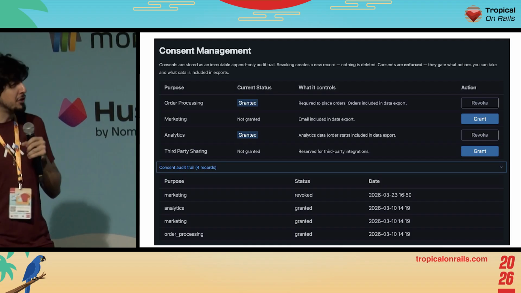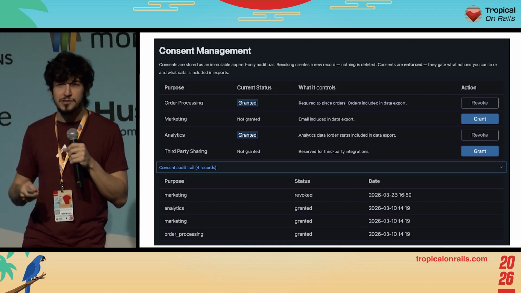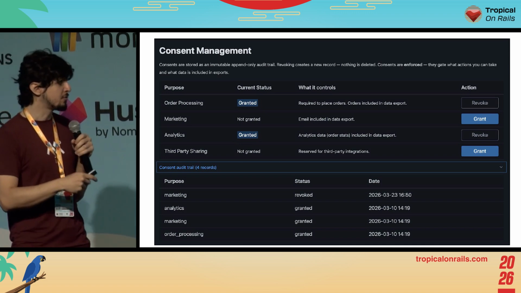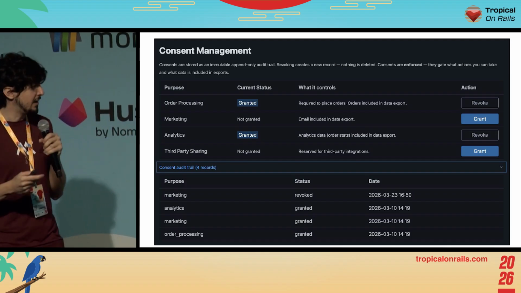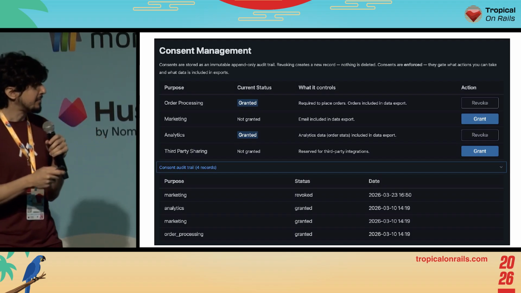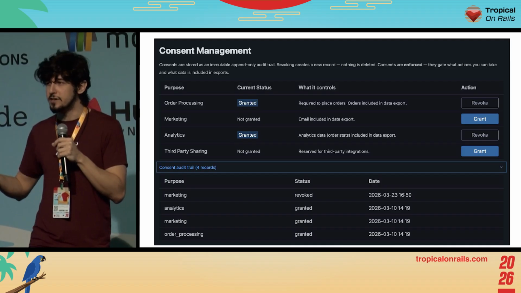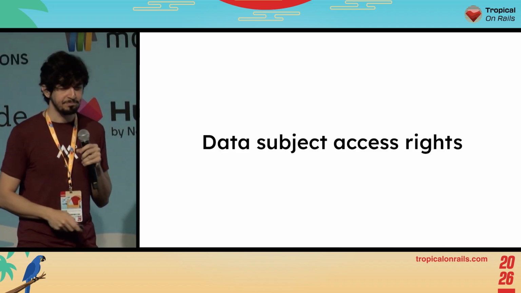And when I say dashboard, the user should have something like that, where they see all the permissions that your app asked for, if it's granted or if it's not granted, and they have an audit trail for when that was done, so they can track what happened with their data. So it should be very clear for the user what you use their data for and how they can stop you from doing something with their data.